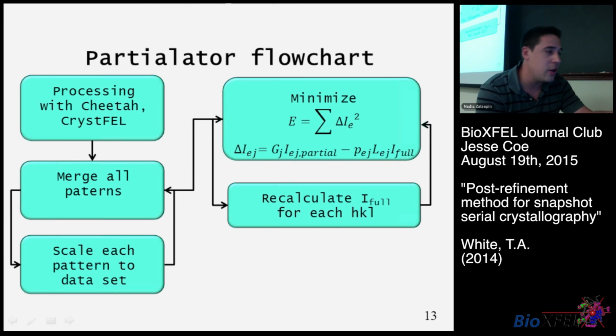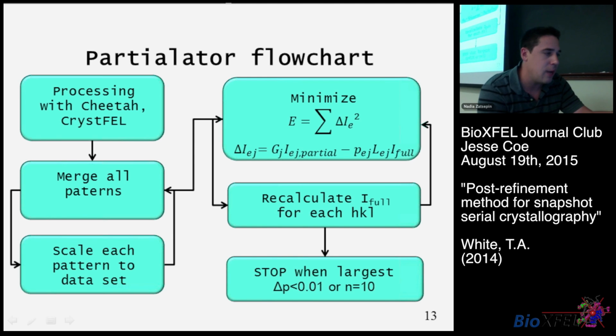So what we do is an iterative process and keep recalculating the I full for each HKL until we get the highest agreement. The program itself stops when the largest difference in partiality in a given image is less than 0.01, then it will no longer fix that image, or after 10 iterations.